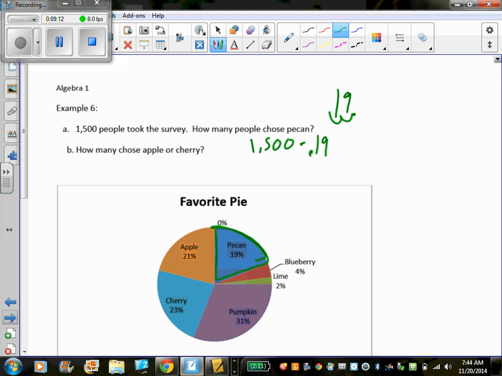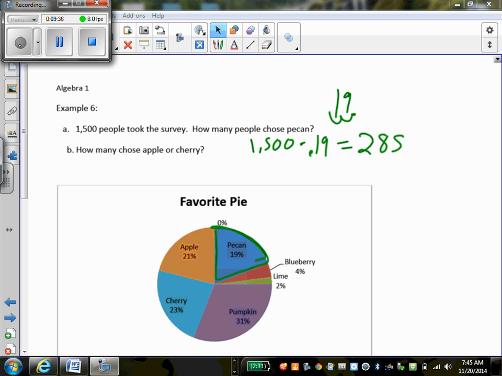Remember, decimals are basically always going to be smaller than the same percentage. So that's how you know whether to move left or right. And 1,500 times 0.19 is 285.